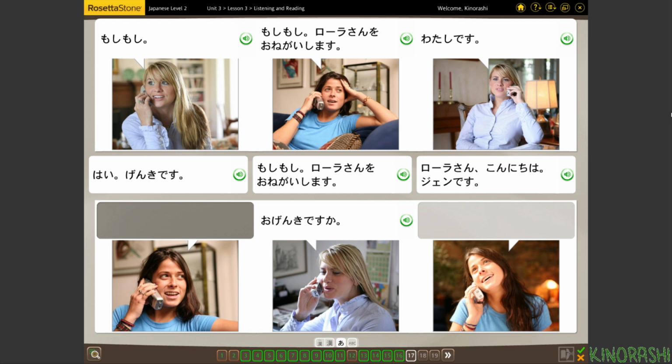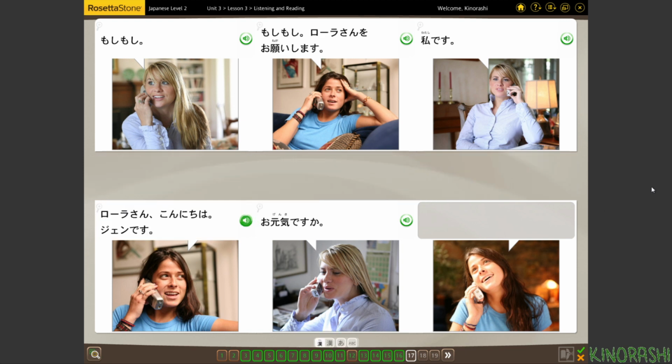Ah, no. ローラさん、こんにちは。That's only G, but this is A, so... Jin? G... Jin desu? Oh, yes, that's Jin desu. Rora-san, konnichiwa, Jin desu. O genki desu ka?